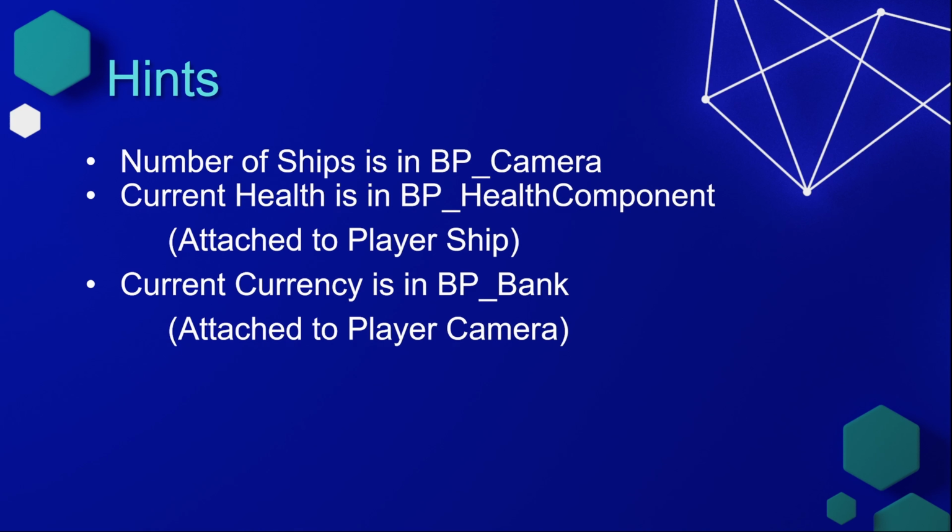And if you want, here's some hints on where you can find those variables. The number of ships was located on the player camera class. The current health is located in BP health component, which is attached to the player ship. And the currency is in BP bank, which we just fixed to be attached to the player camera. So with these hints, you should be able to complete this lesson on your own. However, if you still want a little bit more help, you can go ahead and continue to watch the video and I'll walk you through how I do this my way.